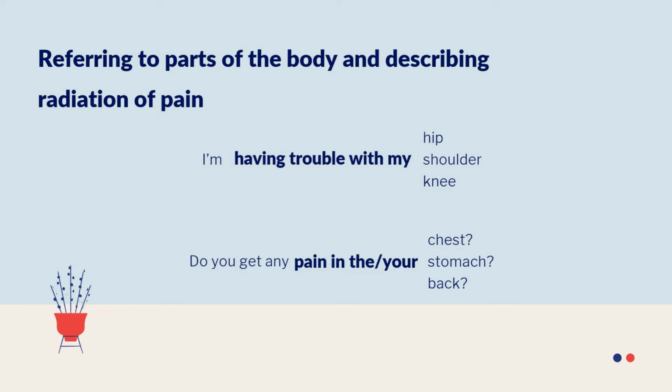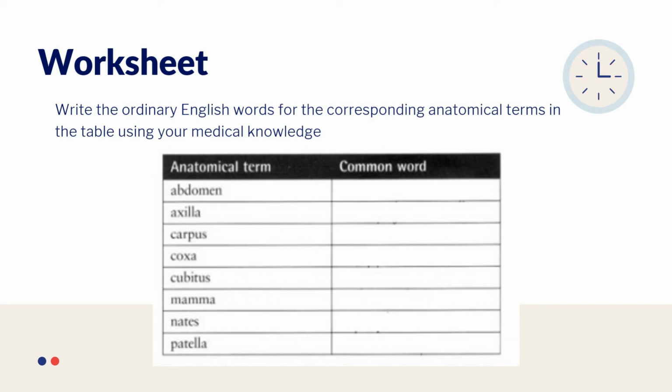I'll give you some exercises to practice a little bit about this first part of the lesson. As you can see in this chart, we have some of the words we have learned before, but what's the difference? These are the anatomical terms, and I want you to write the corresponding English words for each of them. So write the ordinary English words for the corresponding anatomical terms in the table using your medical knowledge. I'll give you 5 minutes to complete this part of the exercise.